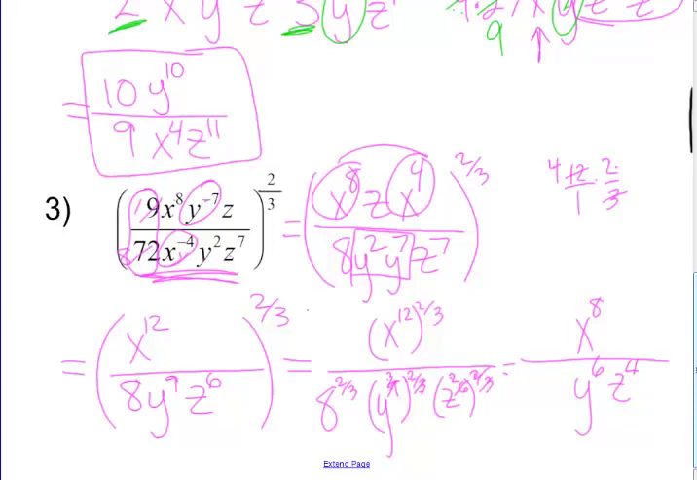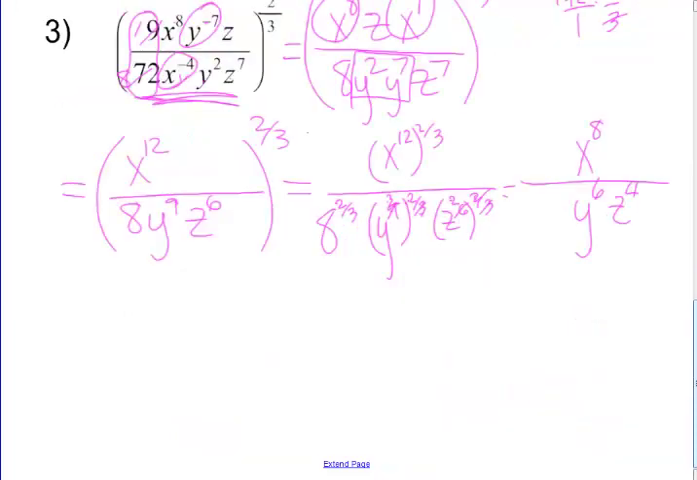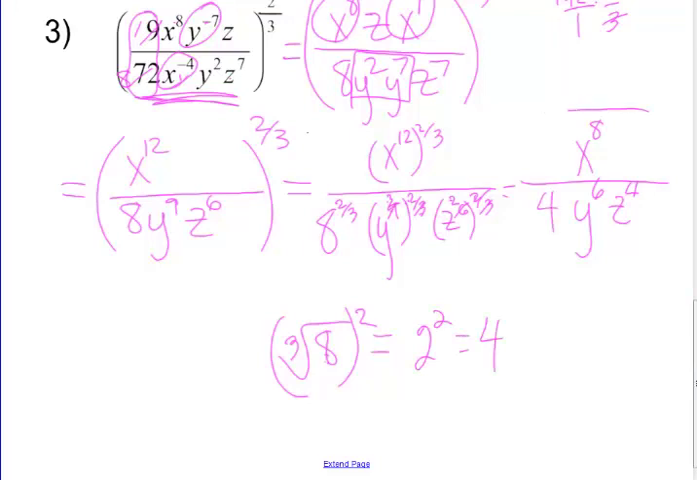Now let's look at this 8 to the 2/3. That would be the cube root of 8 raised to the 2nd power. What's the cube root of 8? So 2 to the 2nd is 4. So a 4 on the bottom. This is our final answer.